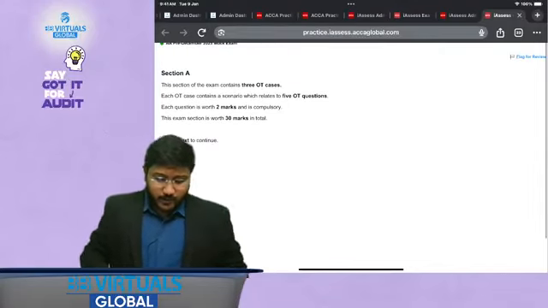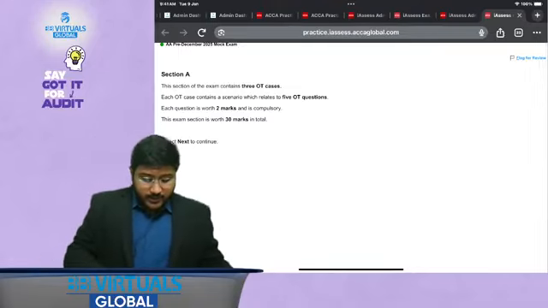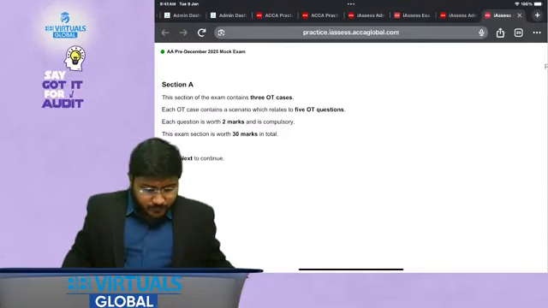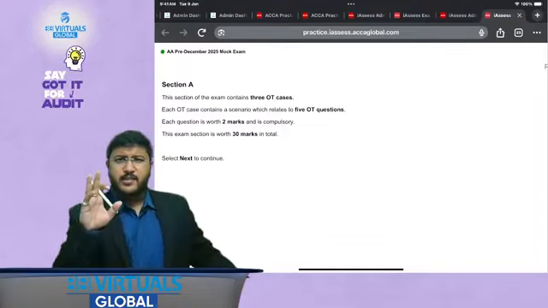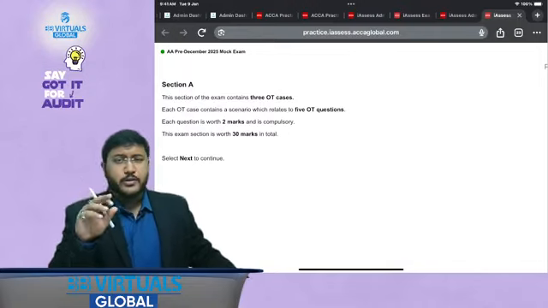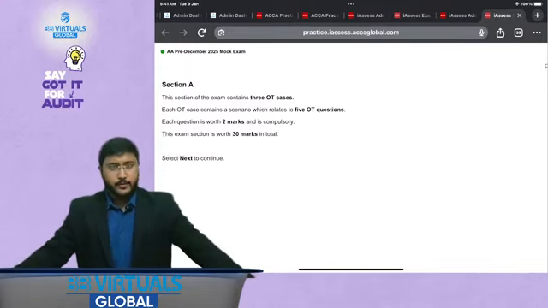You might have seen this. I have already passed the instructions, and now this says that this section of the exam contains 3 OT cases, OT as in objective type cases. Each OT case contains a scenario which relates to 5 OT questions. Yes, there are 3 case studies, each contains 5 questions and each question is worth 2 marks and is compulsory.